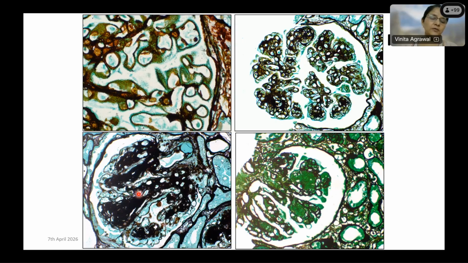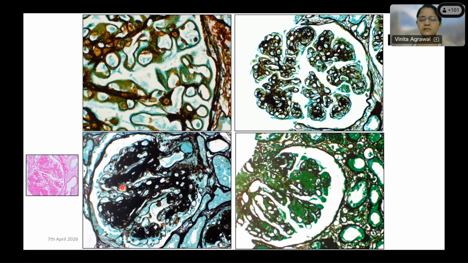As I showed you earlier in the periodic acid Schiff stain, in silver methenamine, you can make out this is a mesangium which is black in color. So a normal mesangium will be black in color. So this is a case of diabetic nephropathy where you can see that this mesangial area is increased and there are nodules. As compared to this case where amyloid is present, it is almost silver negative. So this was PAS and this is silver methenamine.